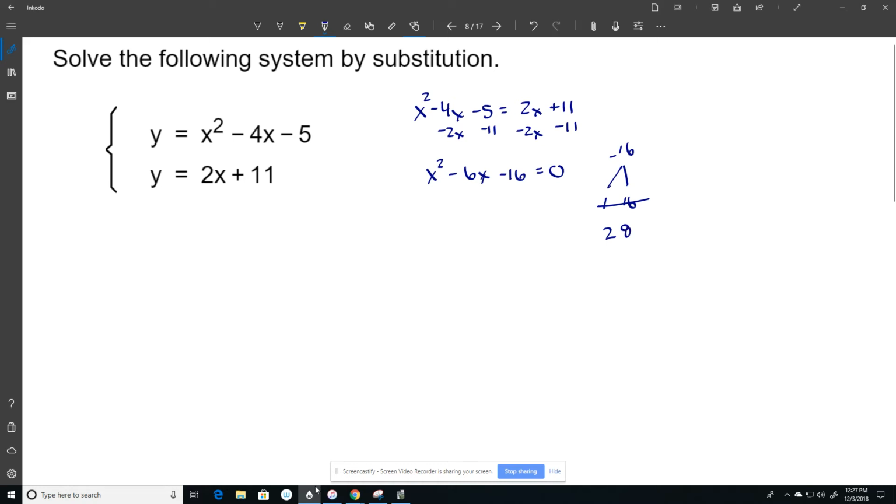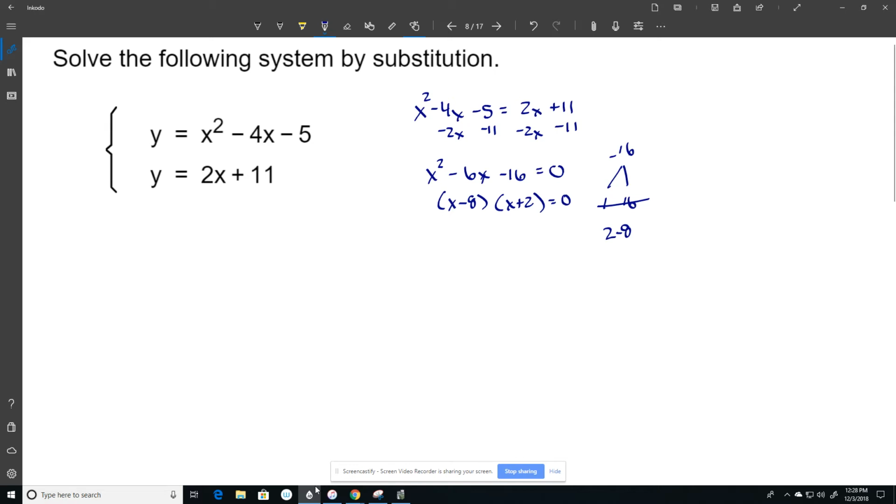2 and 8, since they multiply to be a negative, one of them needs to be negative. And since they add up to negative 6, negative 8 is going to be what I want. So x minus 8 and x plus 2. Those multiply to negative 16. Negative 8 plus 2 is negative 6.